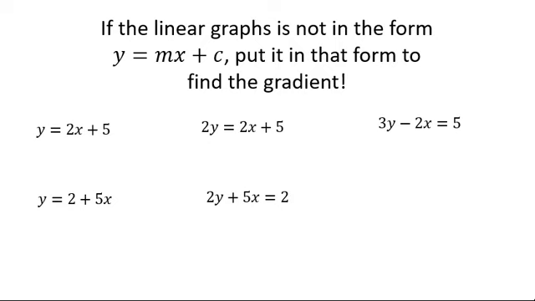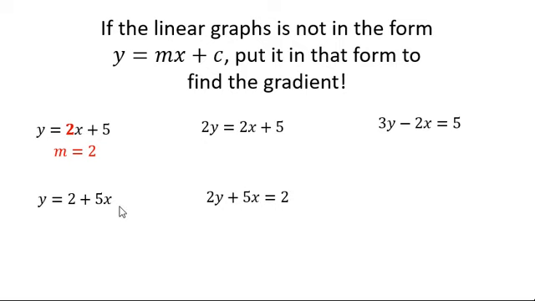Now, you're not always given a straight line to calculate a gradient from. We talked a little bit about y equals mx plus c, where m is the gradient. If an equation is not in that form, then we need to put it in that form to find the gradient. So this first example, you can see, is in that form, y equals 2x plus 5, where 2 is our m and 5 is our c. So therefore our gradient will be 2.